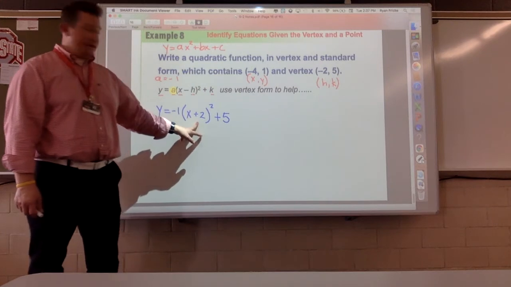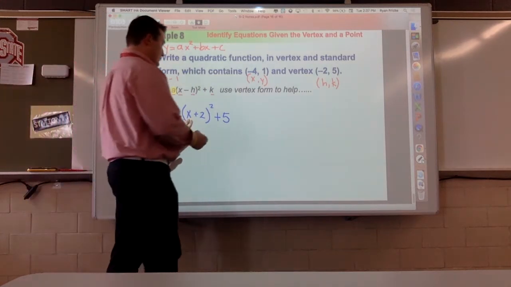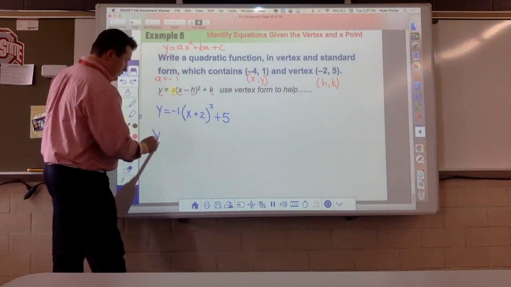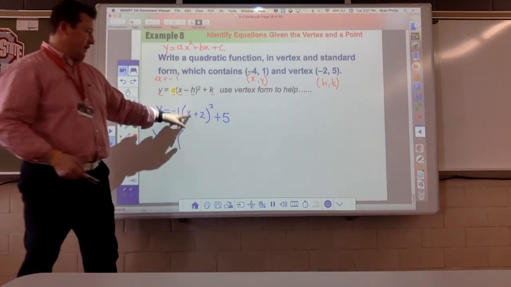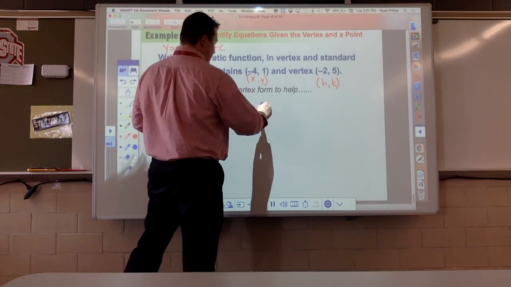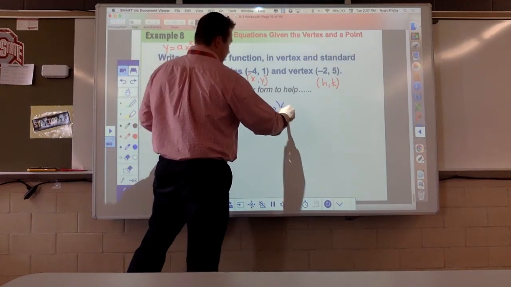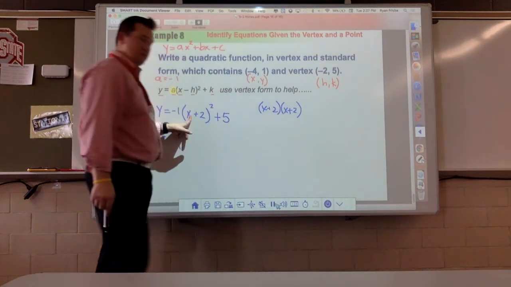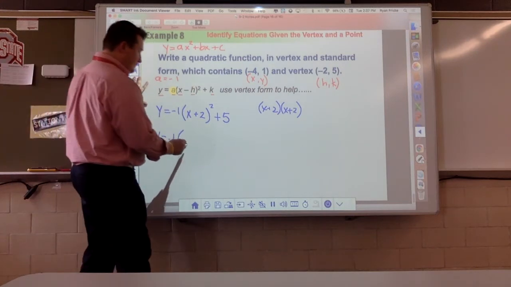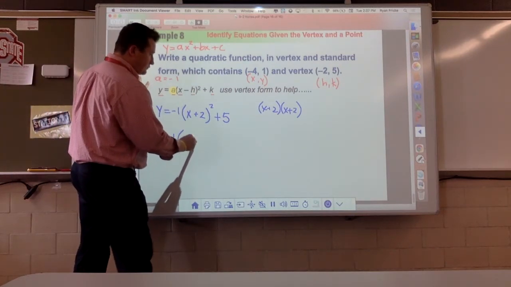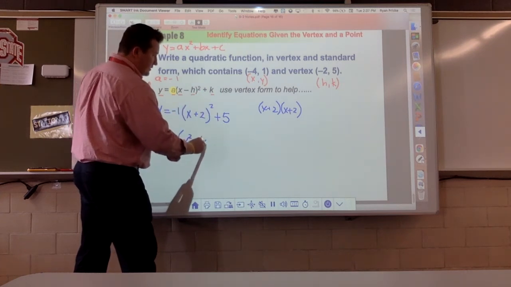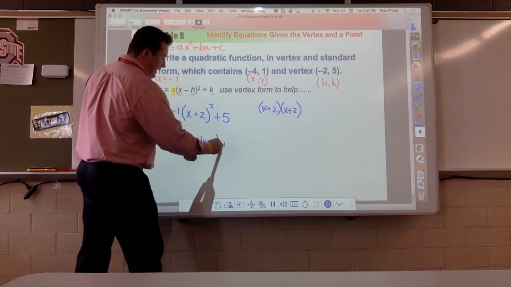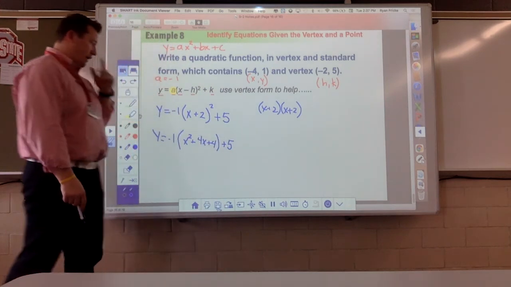We need to square this first. Okay? So -1, hang out. So in other words, guys, I want you to FOIL this, right? This just says x plus 2 times x plus 2, doesn't it? So if we FOIL that, that turns into what? X squared. That'll be plus 2x plus another 2x, which would be 4x, and that would be 4, and then this would be 5. Okay?